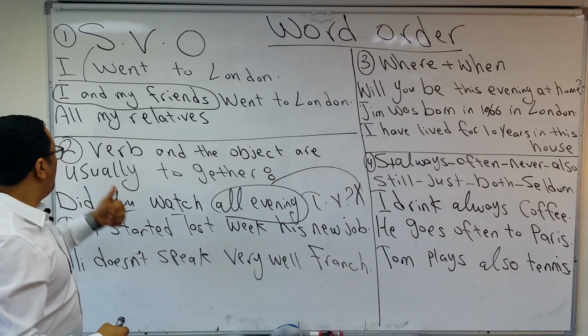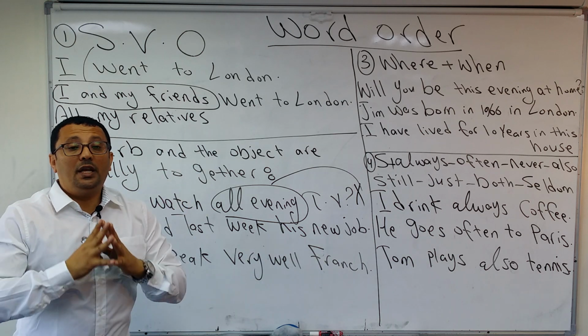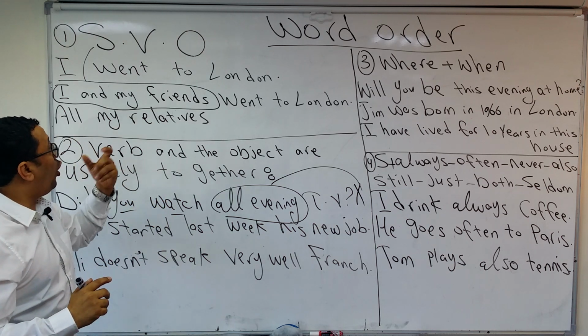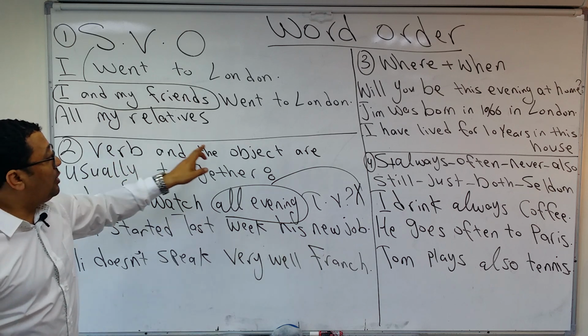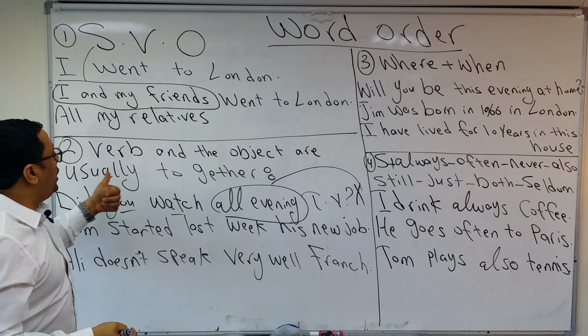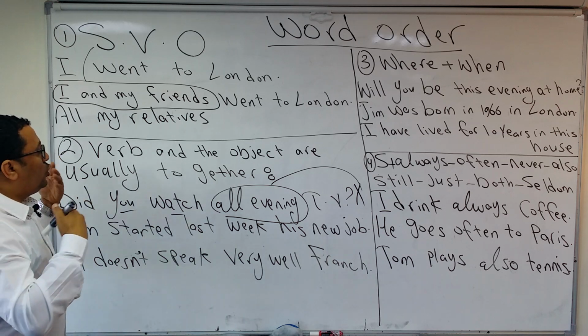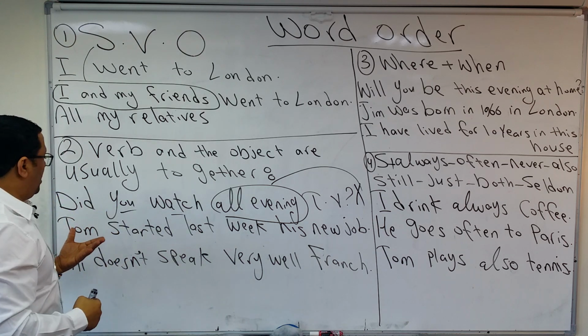Let's move to point number two. Point number two says don't put anything between verb and object, which means, in another way, verb and object are usually together, which means try not to put anything between them. Let's look at these examples.